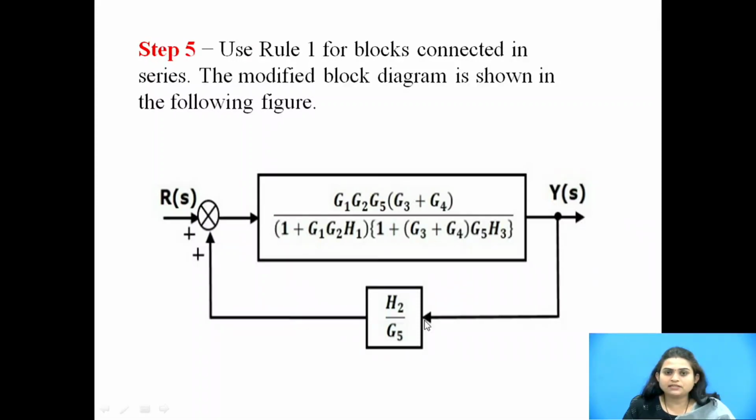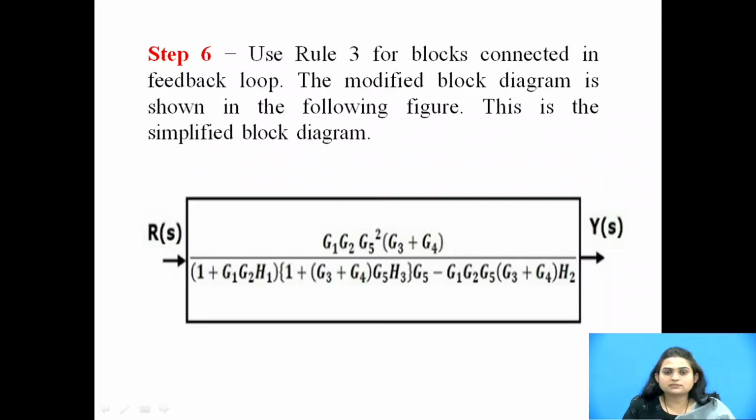Now here we can see that this block is in feedback with this H2 by G5. So we can apply a minor feedback loop here. So step 6, last step. Here we have to use rule 3 for the blocks connected in feedback loop. So we will get the modified block diagram as shown in the figure. So this is the simplified block diagram.